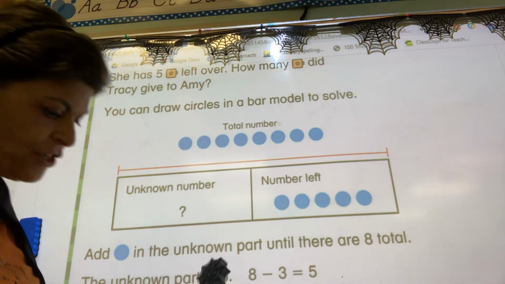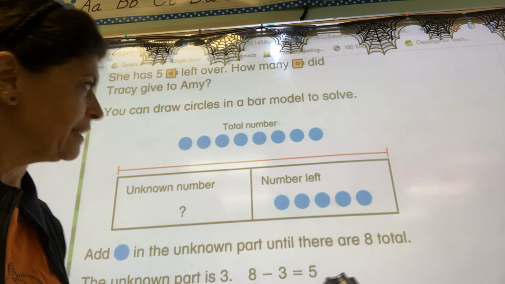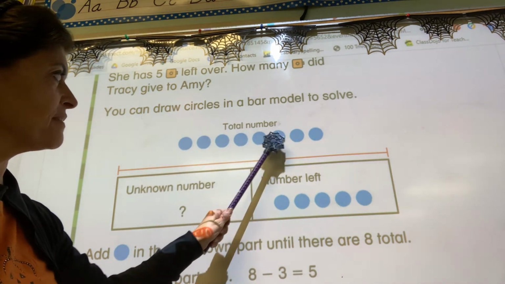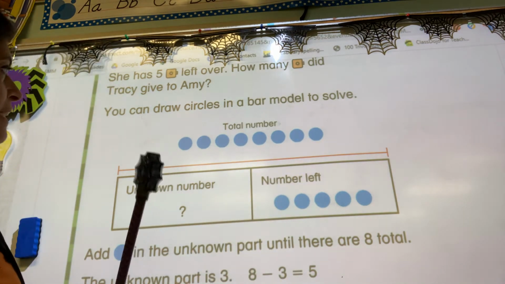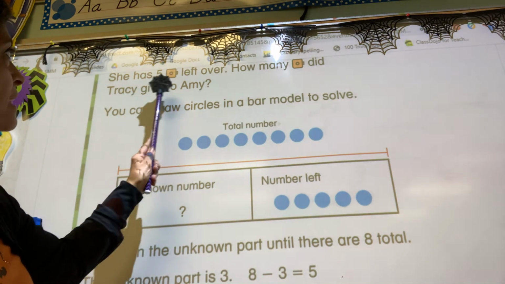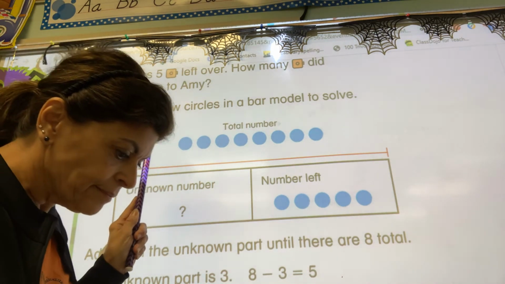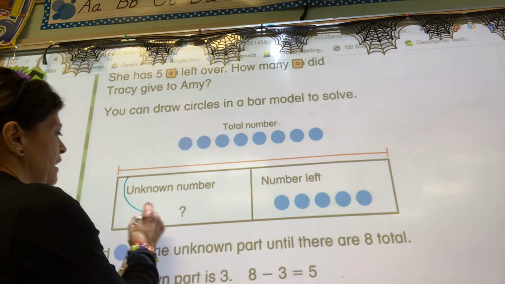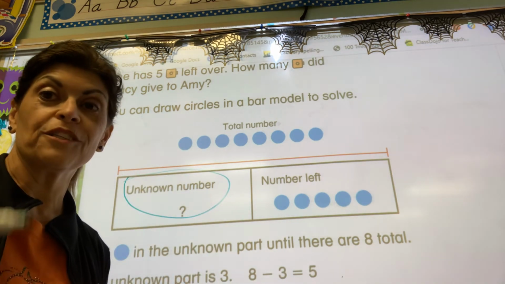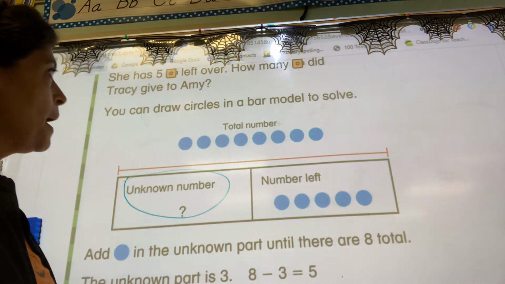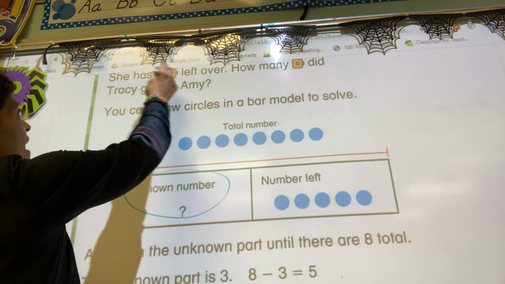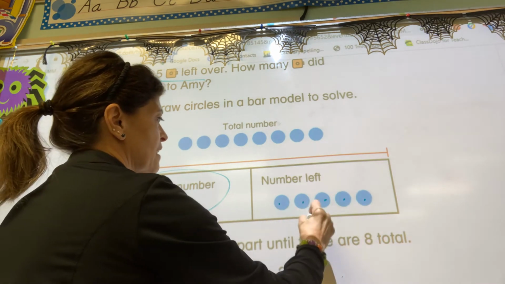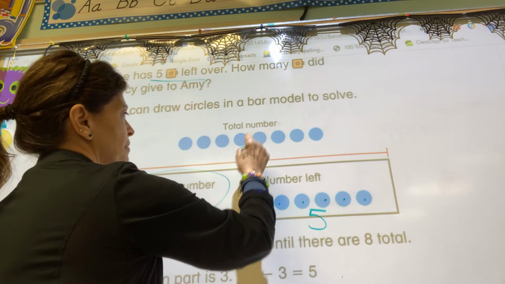So how many does she have to start off with? All right, she has 8. Let's see if there's 8 circles here. 1, 2, 3, 4, 5, 6, 7, 8. Sure, 8. And then she has how many left over? She gives some away to Amy. We don't know. That's why we have this question mark here and the unknown number because we do not know how many she gave away. But we do know that she has 5 left over. Let's see if these are 5. 1, 2, 3, 4, 5. Great. So there's 5. We have 8 up there.